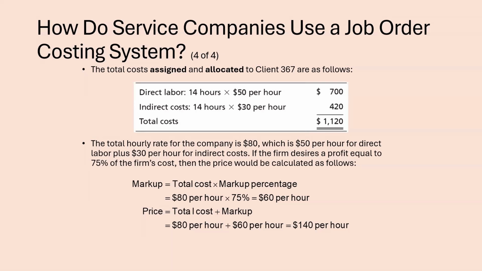Here on this slide, it shows the total costs assigned and allocated to the client that we talked about, client number 367. So the total hourly rate for the company is $80, which is $50 per hour for direct labor and $30 per hour for indirect costs.